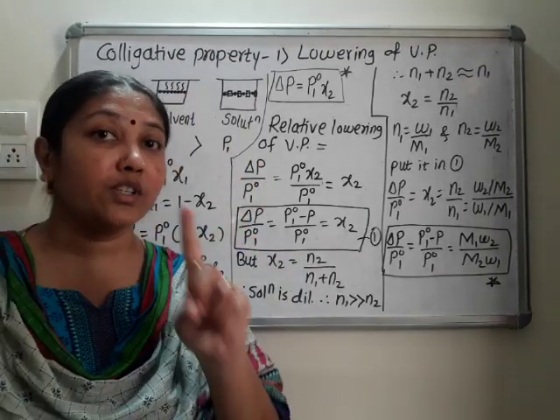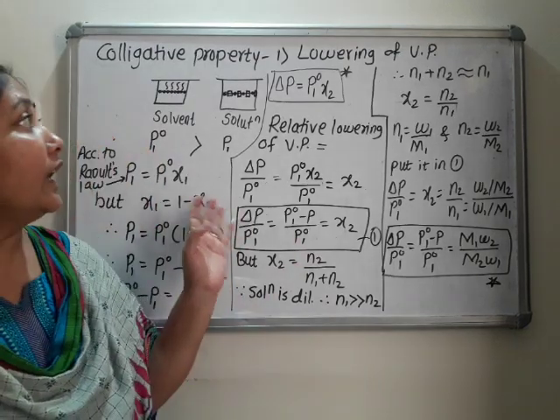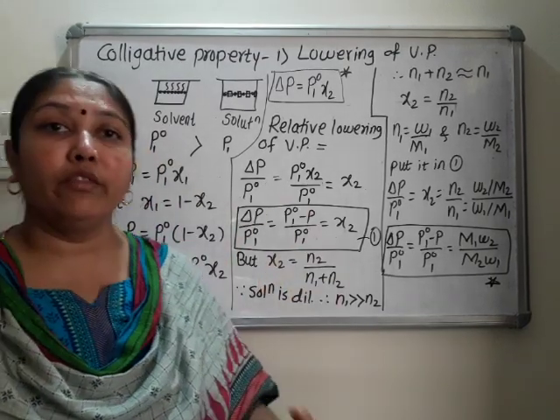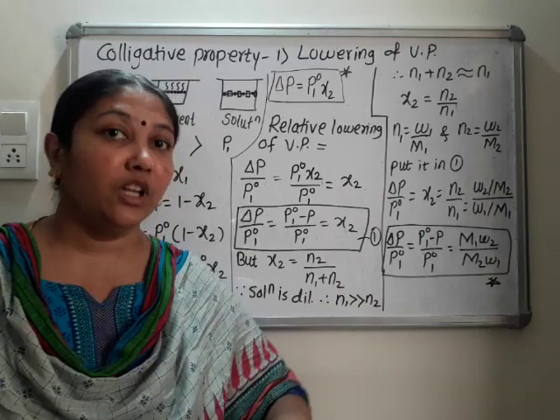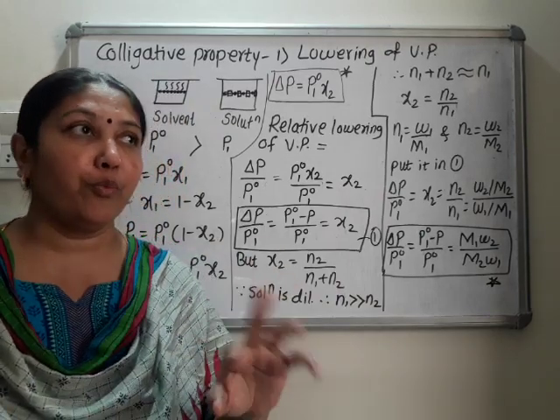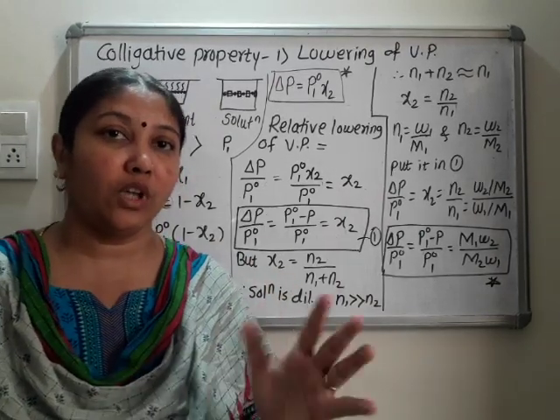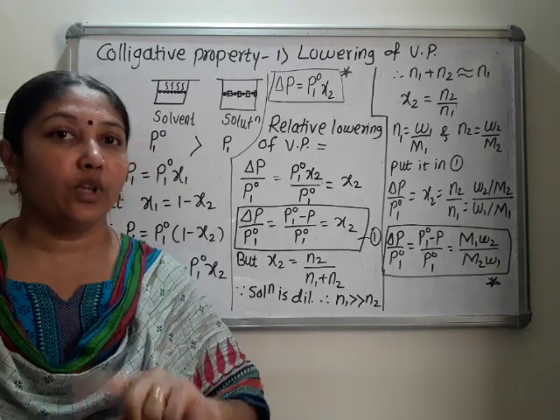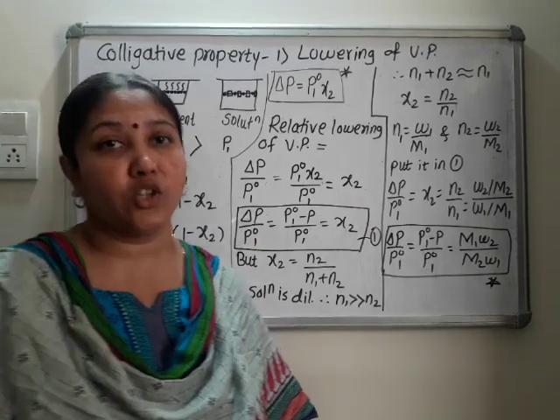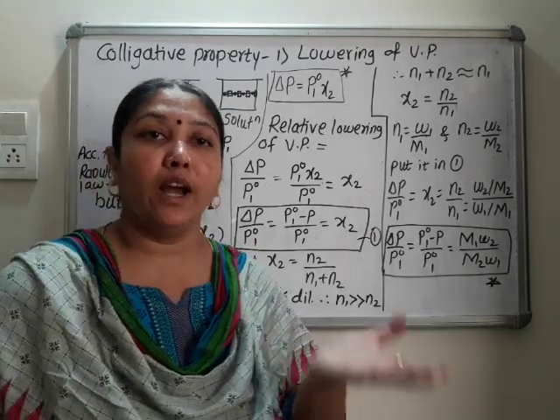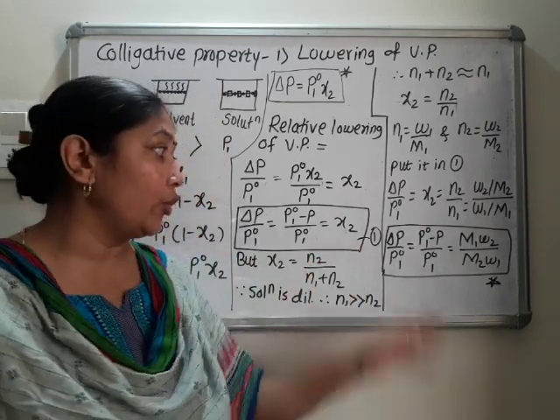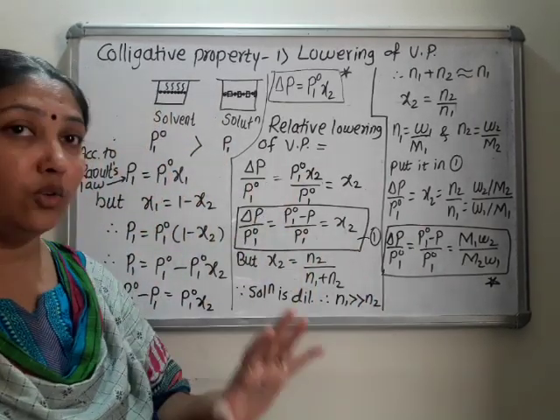So this is the first colligative property, that is lowering of vapor pressure. The remaining three properties: two properties we will discuss parallelly, both are quite similar. So in the next lecture we will discuss depression in the freezing point and elevation in the boiling point. Write this derivation in your notebook.